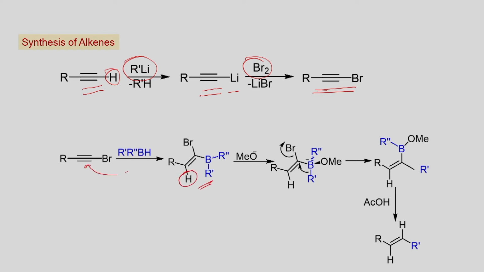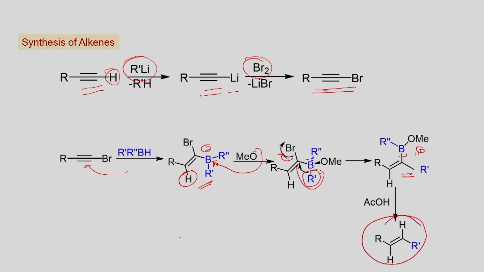This should be blue color, and once you form this vinyl borane, when you react with methoxide, it can undergo reaction with this borane, then you can generate this intermediate. Once you have this one, this can now migrate here and this can leave, and you will be able to have this intermediate. Once you have this one, when you treat with acid and you can replace in this way, you will be able to get this alkene as the compound.